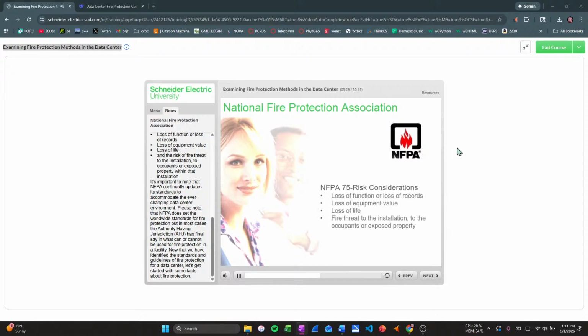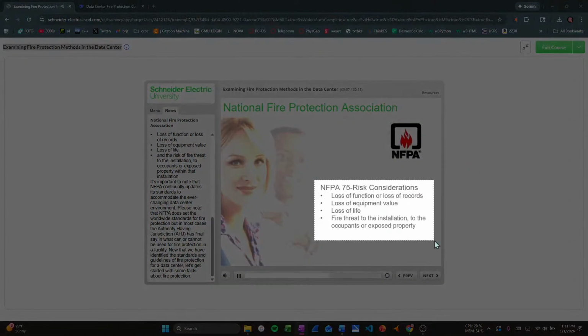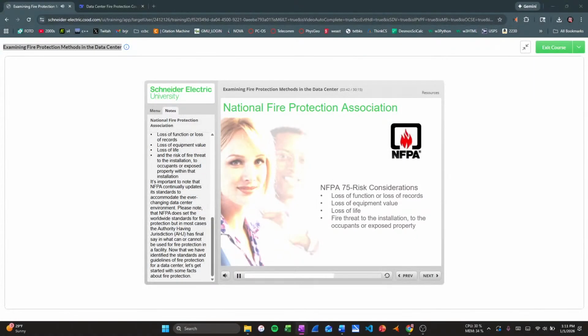This exception was made for data centers that meet the following risk considerations: economic loss that could result from loss of function or loss of records, loss of equipment value, loss of life, and the risk of fire threat to the installation, to occupants, or exposed property within that installation.